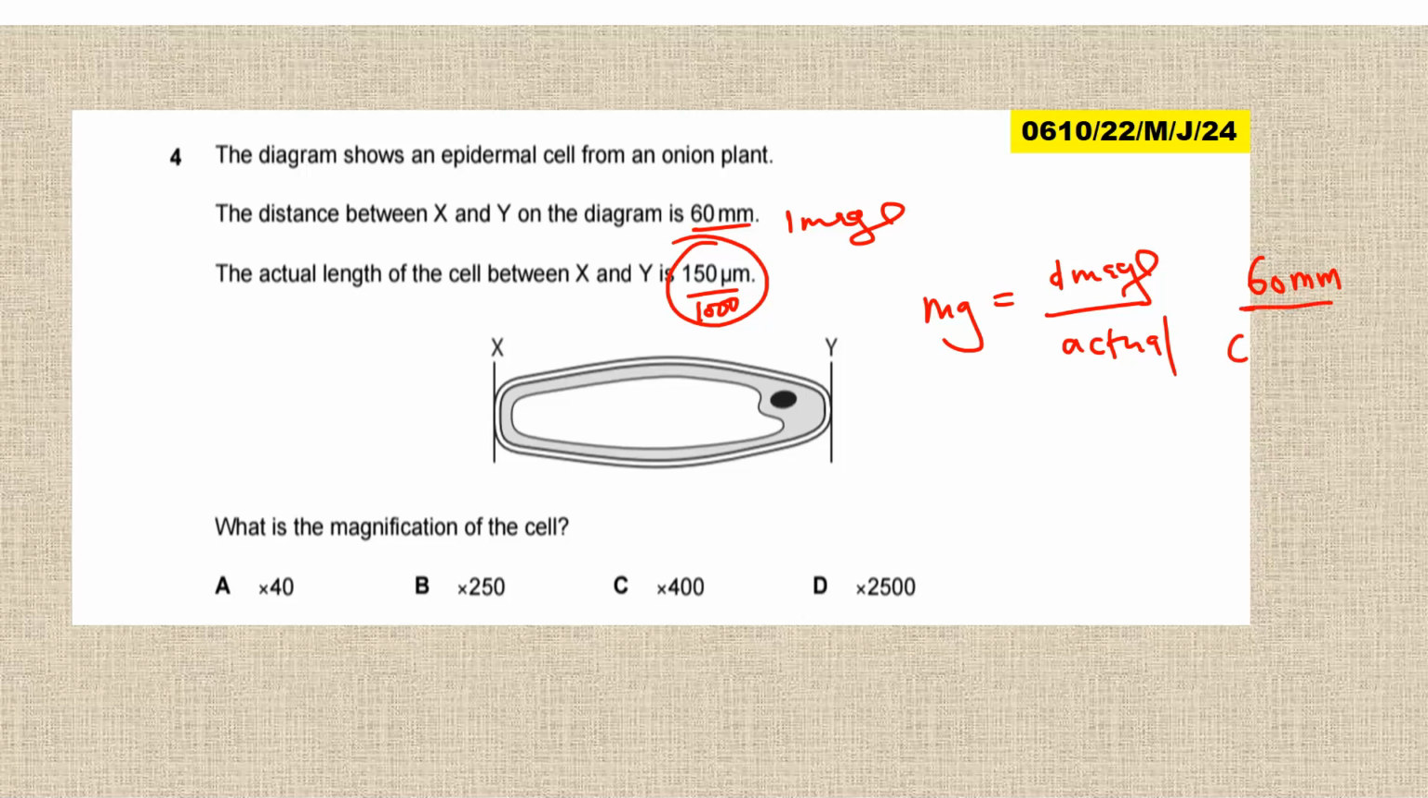So divide 60 by 0.15, which is equal to 400. So the answer here is 400. Make sure that you calculate it yourself too. So the answer is 400.